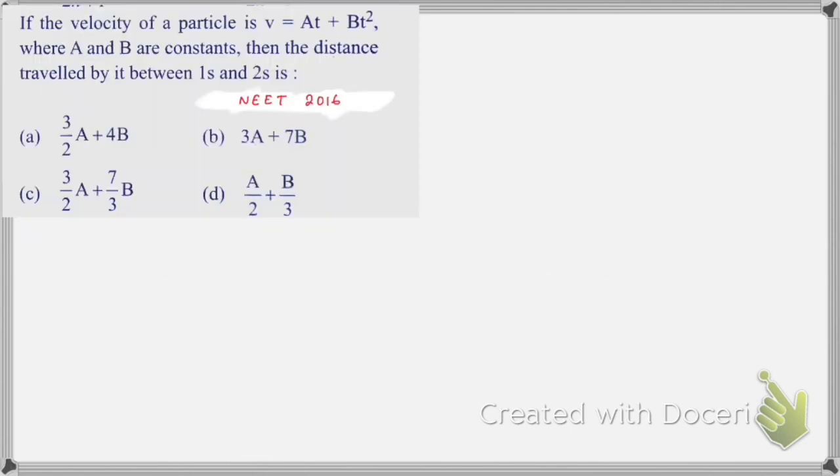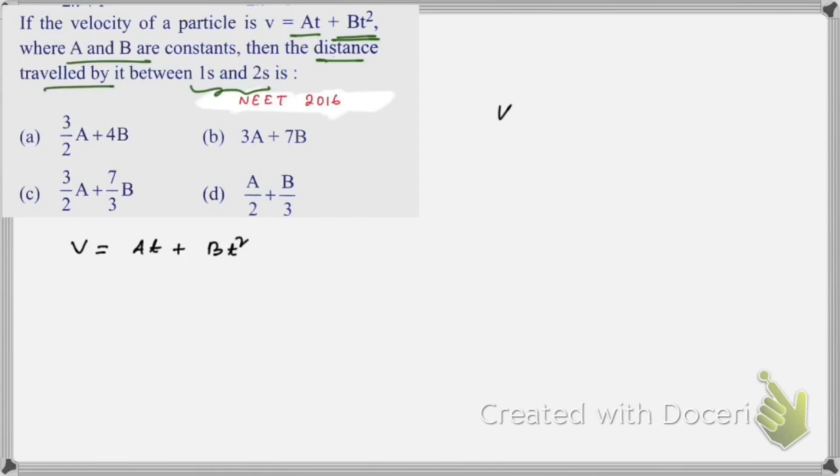The velocity of a particle is given by v is equal to at plus bt square, where a and b are constants. We need to find the distance traveled between 1 and 2 seconds, right? So here you see, velocity is given, that is at plus bt square.